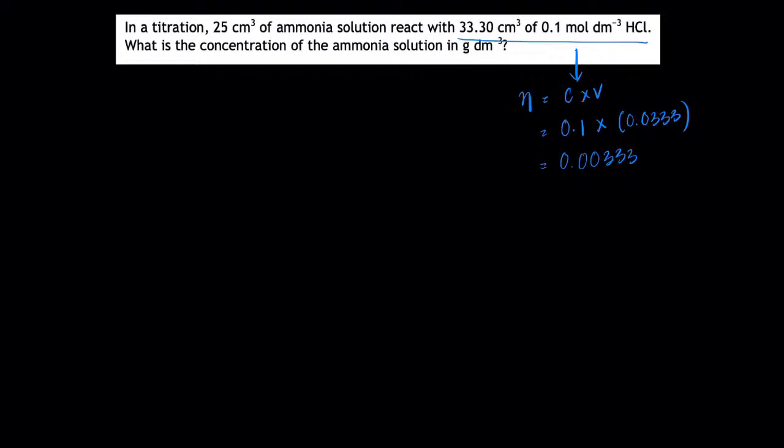What is the equation of ammonia reacting with hydrochloric acid? It's going to be NH3 with HCl to form ammonium chloride, and the ratio between them is 1:1. So if this is 0.00333, this has to be 0.00333 because the ratio is 1:1. And I can figure out the concentration, but wait.